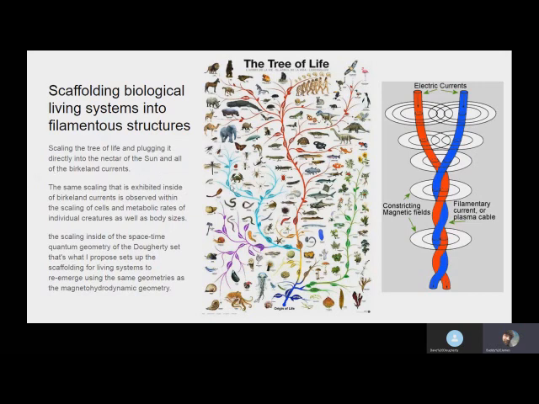The same scaling that is exhibited inside of Birkeland currents is observed within the scaling of cells and metabolic rates of individual creatures as well as body sizes. Also, the Doherty set. It all exhibits the same type of scaling. The scaling inside of the space-time quantum geometry of the Doherty set is what I propose sets up the scaffolding for living systems to reemerge using the same geometries as the magnetohydrodynamic geometry itself.